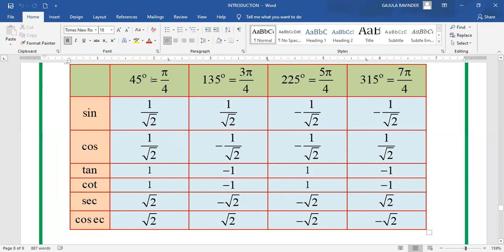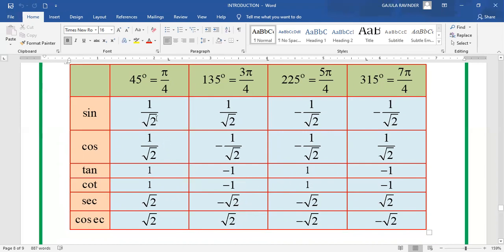See, in the first quadrant all are positive. In the second quadrant only sine and its reciprocal cosecant are positive, the remaining are negative. Now you can see sine and cos have the same value, tan and cot the same value, secant and cosecant the same value. But the only difference will be in sign. Sign means plus or minus. So you can observe that and get the point here.